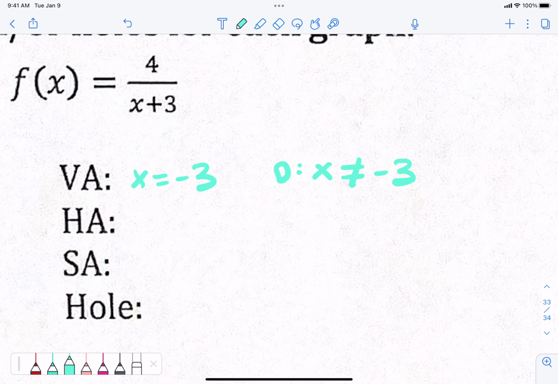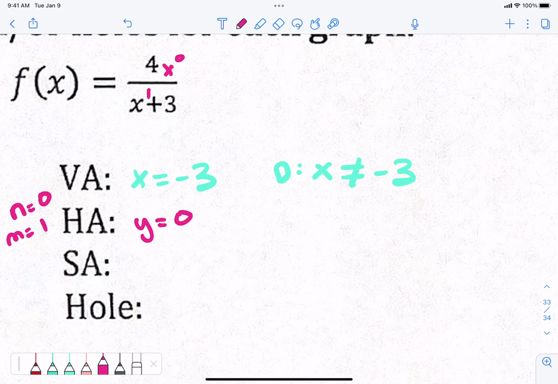Horizontal asymptote, you look for n and m, right? What is the degree of the numerator? 0. X to the 0, right? M is 1, x to the first power, okay? So they are not equal to each other, so you don't do LC over LC. Is this none? No, 0. This is y equals 0 is the HA.